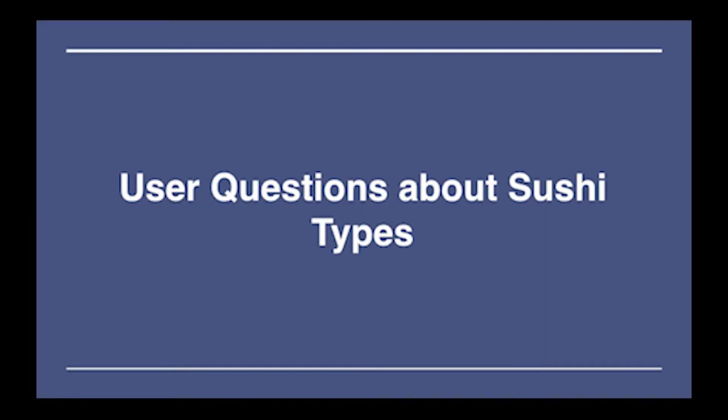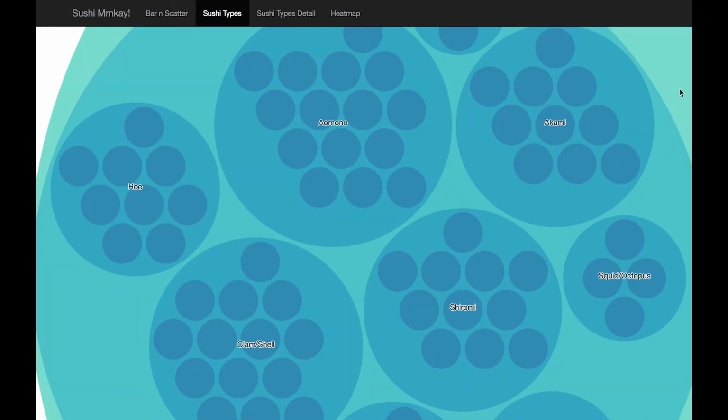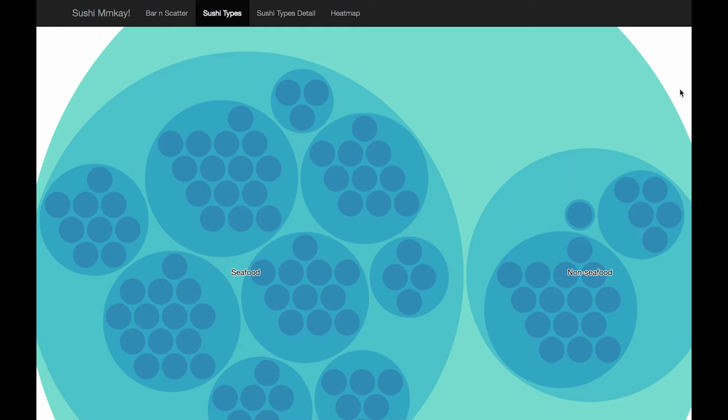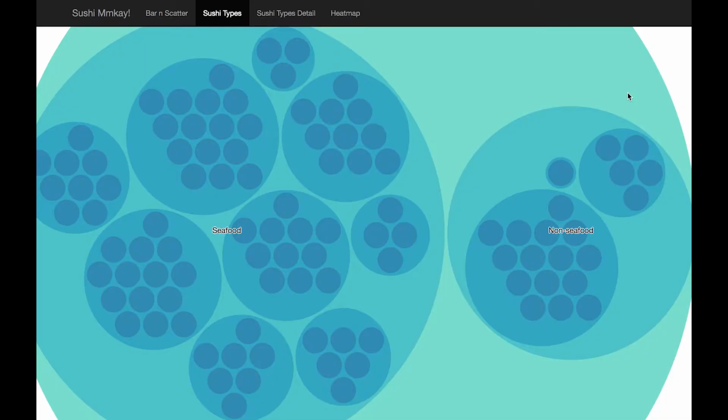Our second visualization is a circle packing diagram that shows the sushi name, its minor group, and its major group in a hierarchical diagram. Here's a question one might answer using this diagram. I'm kosher and I cannot eat pork or shellfish. What are my options for sushi? We can answer this through a circle packing visualization.